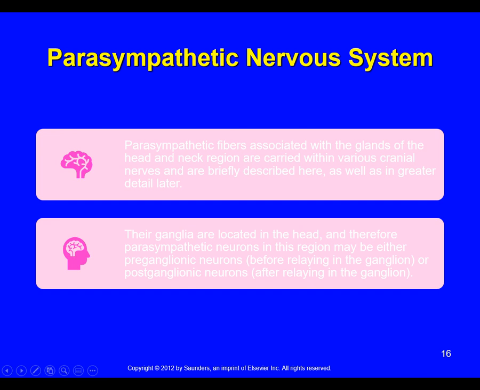And the parasympathetic fibers are associated with the glands of the head and neck region, are carried within various cranial nerves, and we will talk in greater detail about those cranial nerves. The ganglion are located in the head, and therefore parasympathetic neurons in this region may be either preganglionic neurons before relaying in the ganglion or postganglionic neurons after relaying in the ganglion. We'll talk about that a lot further. This is some of the deep information. You need to know that the cranial parts are part of the peripheral nervous system.